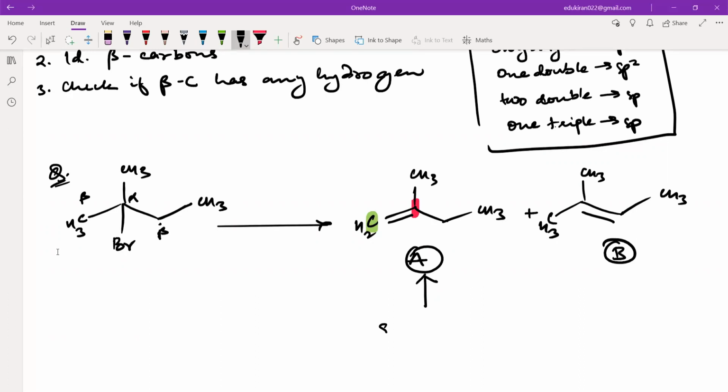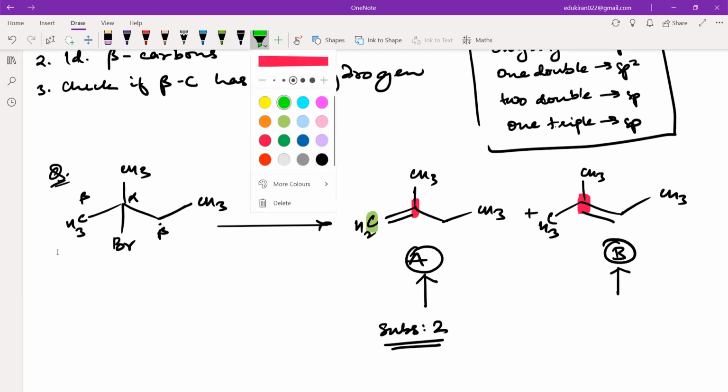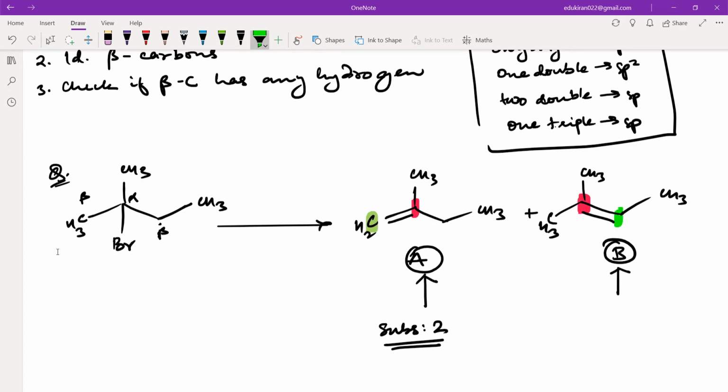So here the substitution is two. Now identify those two carbon atoms which have the double bond and tell me how many substituents they have, attached directly to how many carbon atoms. The red and green here also, in total, tell me. Green is attached to 1 and red is attached to 2. So how many alkyl groups in total? 3. So B will be major.